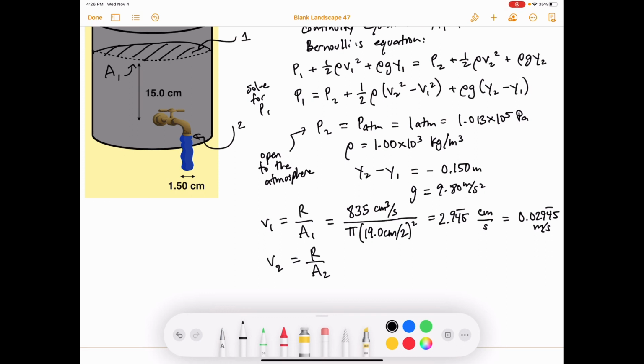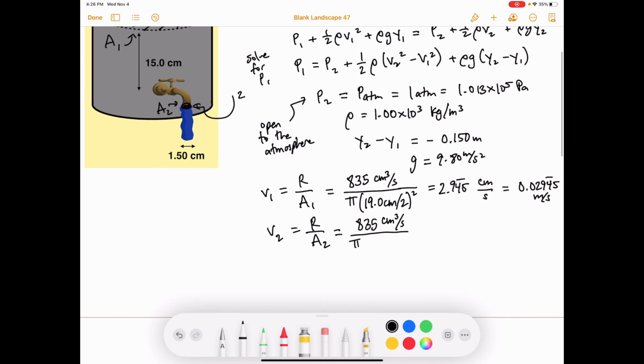Okay, for the speed of the fluid at point 2, it's the same flow rate, 835 cubic centimeters per second, divided by the cross-sectional area over here. So the circular area of the spout right here is what we're interested in for A2. And that's going to be pi r squared again. But this time the radius is 1.5 centimeters over 2. So we square that. So just to be clear, A is equal to pi r squared for both of these circular cross sections.